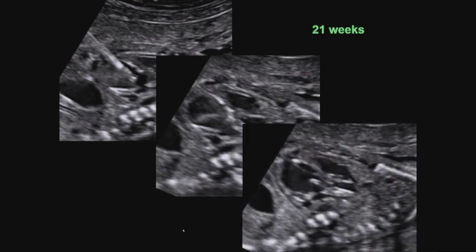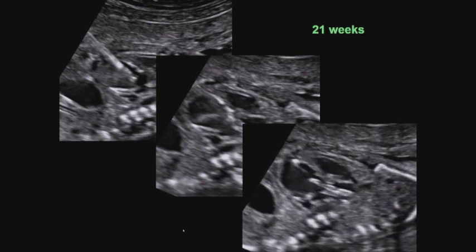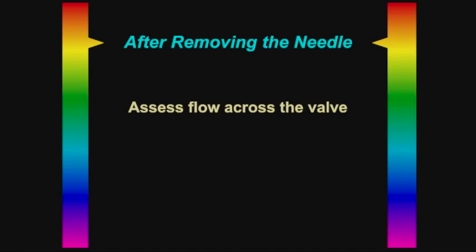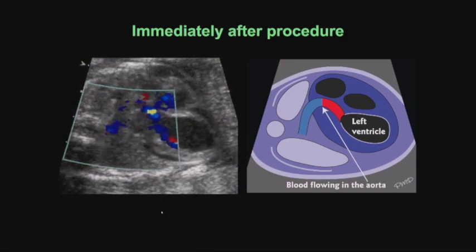And this is a 21-week fetus. So this heart is the size of a small grape. It's quite small. As soon as we've taken that needle out, we take a look and see how we did. Here's one that we did a good job.